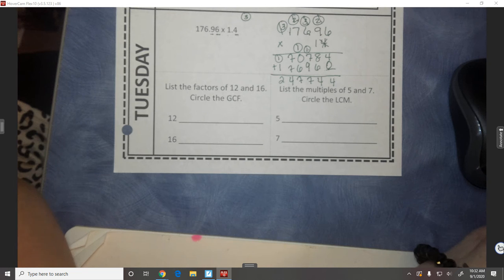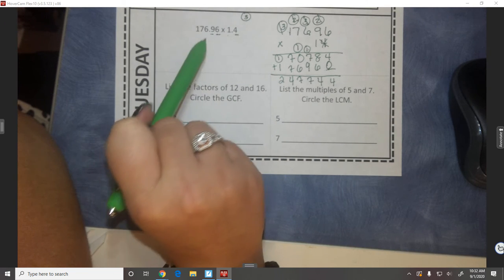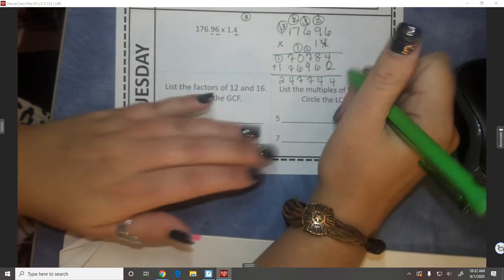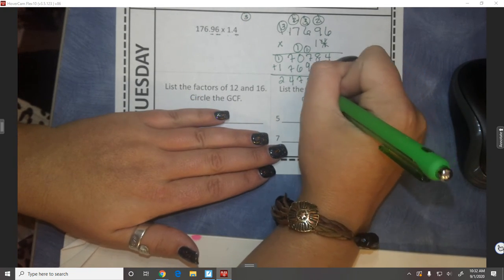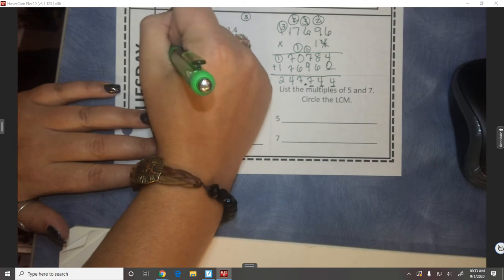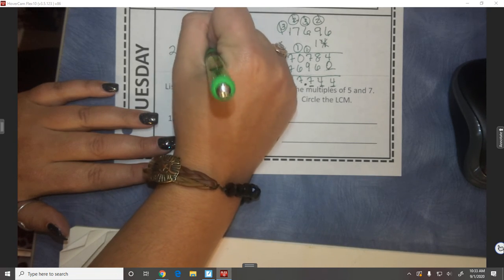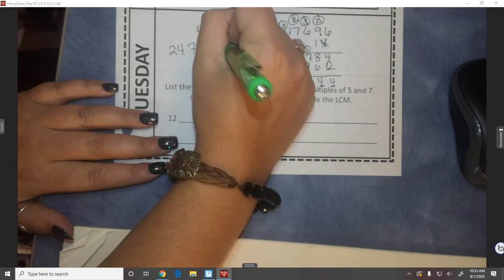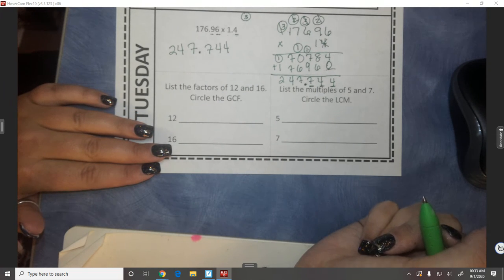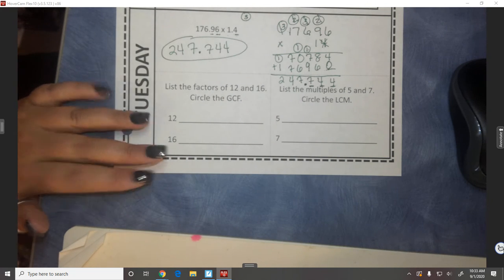All right, we're not done. We need to put our decimal in here somewhere. We said we have 3 total decimal places. 1, 2, 3. So that's what we need in our final answer. So we start over on the right. 1, 2, 3, decimal. So our final answer is 247 and 744 thousandths is our answer.